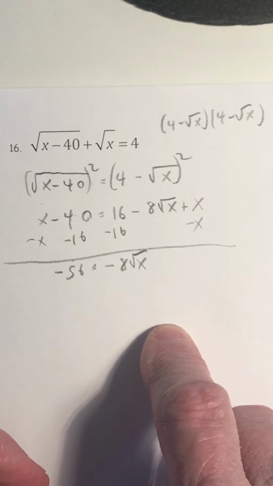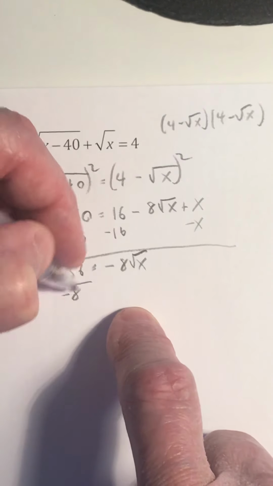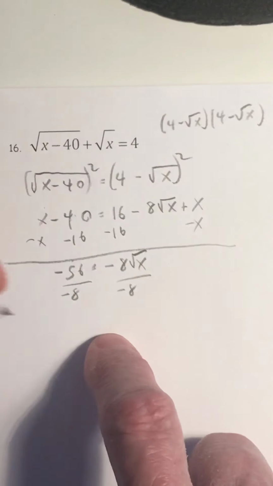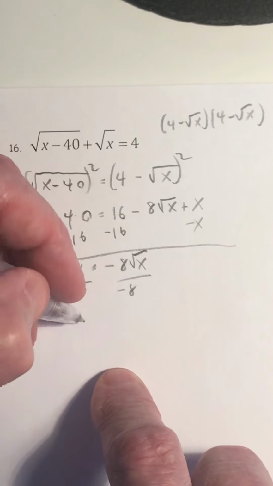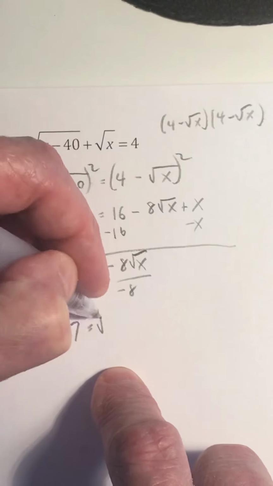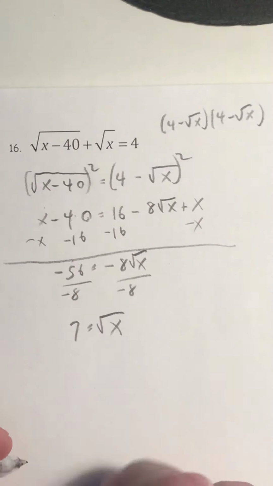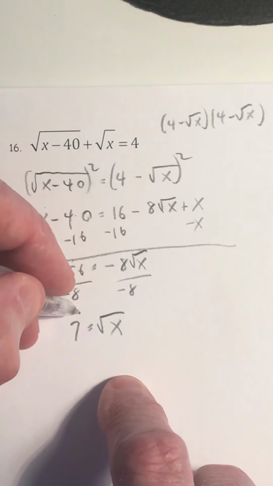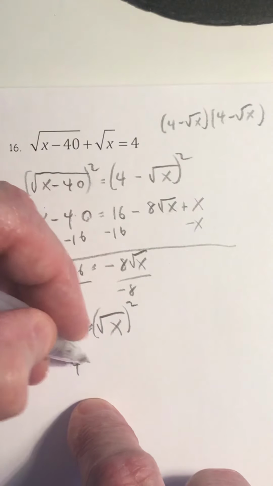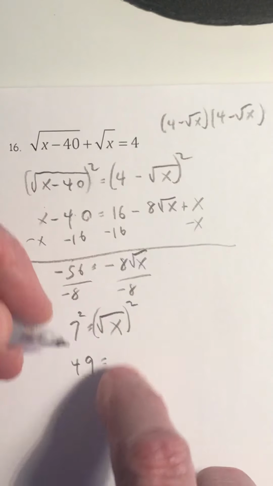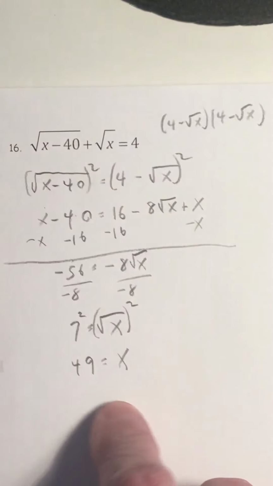Okay? And then if I divide both sides by negative 8, I can do that. 56 divided by 8 is 7. Negative divided by negative is positive. I get that. Well, that's really nice, isn't it? Okay. If I square both sides, I get 49. The square of the square root of x is just x, so I get 49.